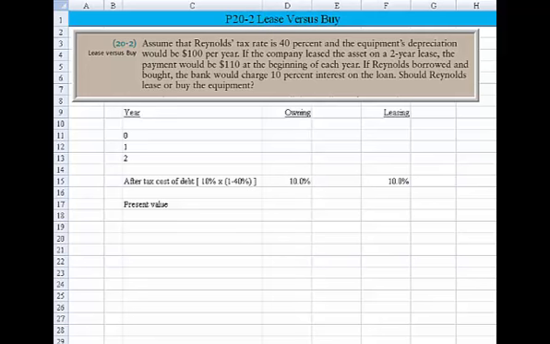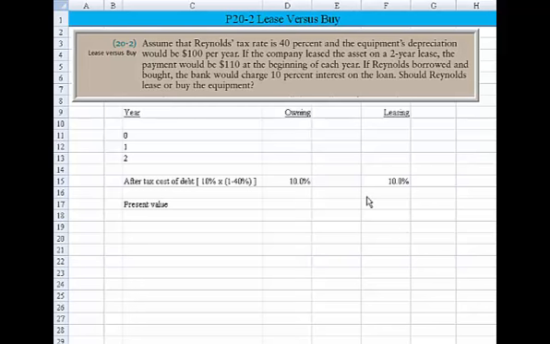Hi everyone, let's take a look at problem 20-2, which is a lease versus buy problem. The problem reads, assume that Reynolds' tax rate is 40% and the equipment's depreciation would be $100 per year. If the company leased the asset on a 2-year lease, the payment would be $110 at the beginning of each year. Now, if Reynolds borrowed and bought, the bank would charge 10% interest on the loan, and the question asks us to determine whether Reynolds should lease or buy the equipment.